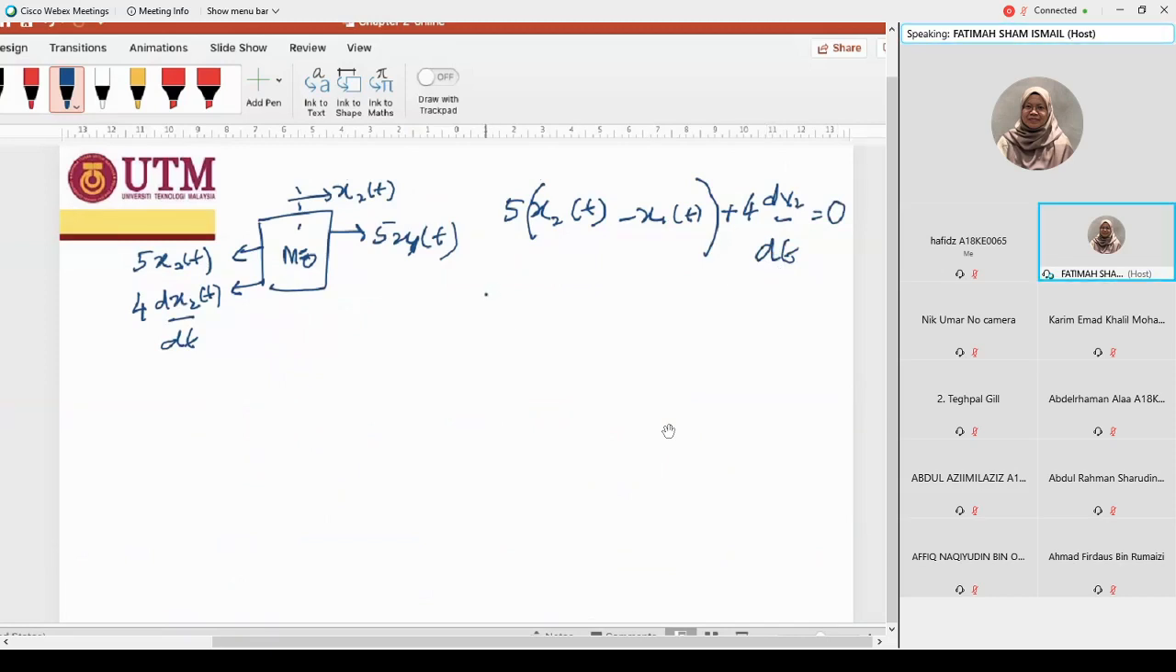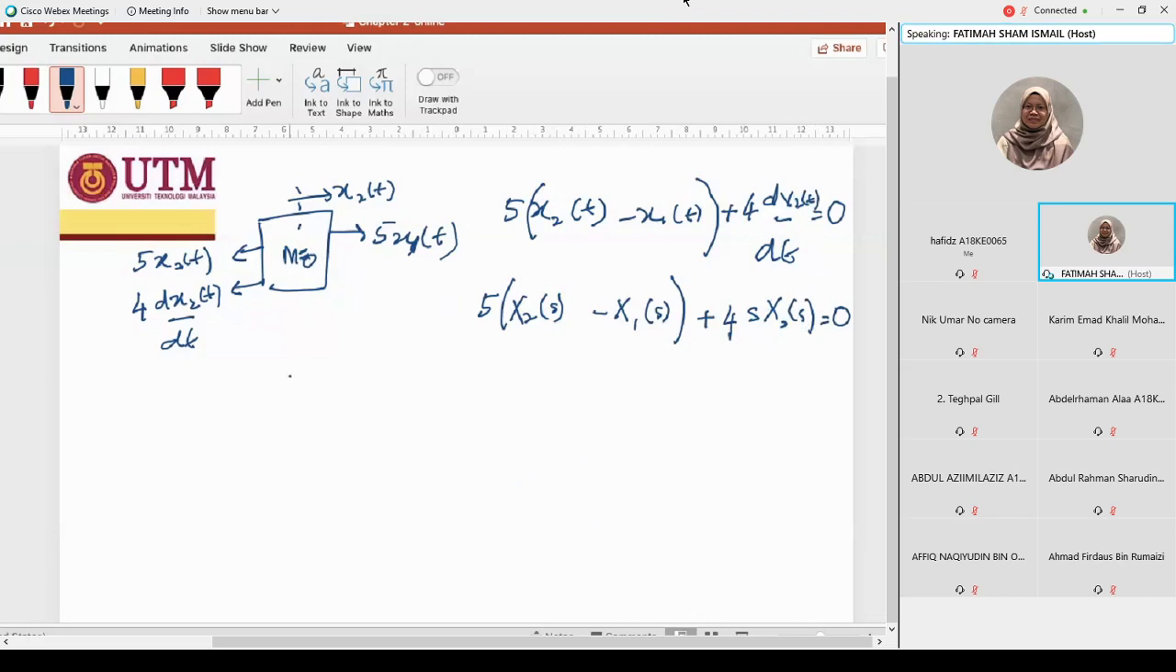So if you Laplace this one, you can get 5 (X2(s) minus X1(s)) plus 4s X2(s). Refer to the first order differential equation: when we Laplace, they become sX(s). Our function f is X(s), coming from x(t). So this is your second equation.